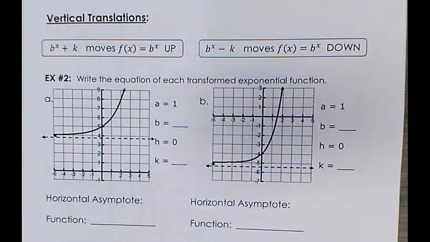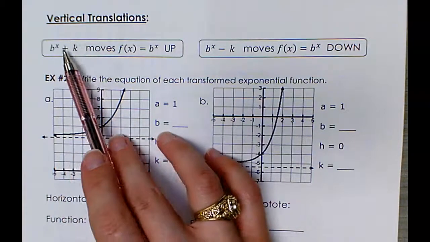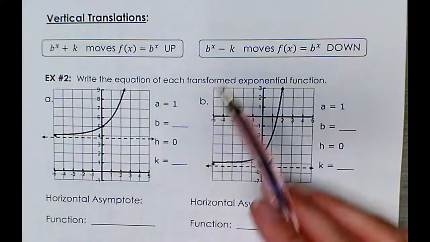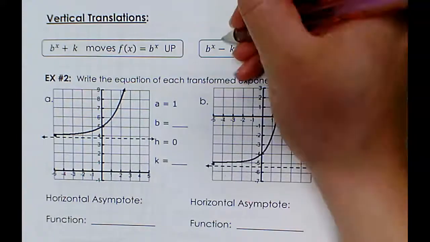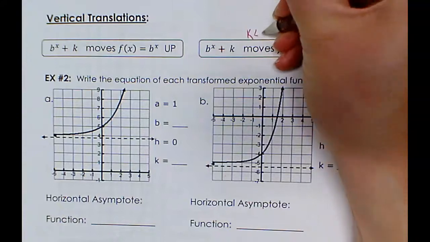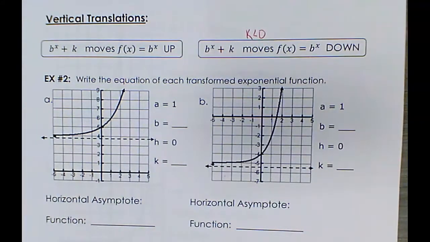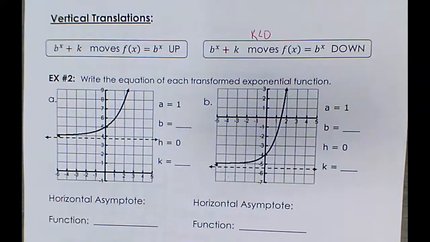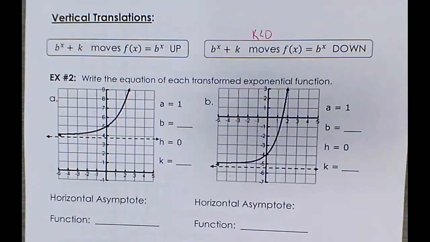Vertical translation. So this time we're moving up and down. And remember, when you move up and down, that means that you're adding or subtracting a number outside of the parentheses. So we've got plus a number, moves it up, minus a number, moves it down, but really this should be plus k with k less than 0. So you're always adding the k value, but whenever you move down, the k value is a negative number.